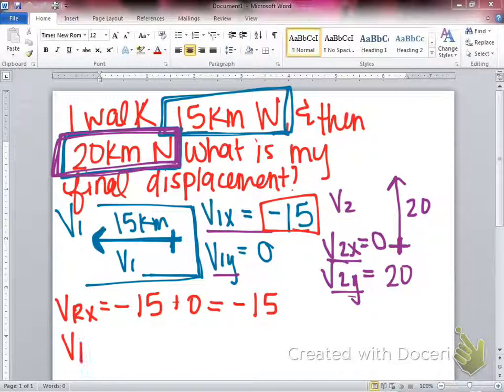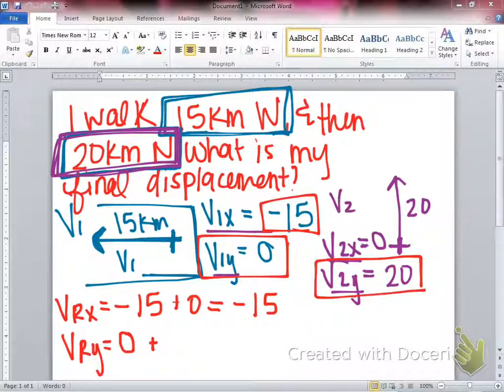For v sub ry, did our first vector have any y component? No. What about our second vector? Yes. So now we've got the components of our resultant vector. I know this seems like a lot of work for a simplistic problem, but I want you to understand the whole process because most problems will be much more complex than this.